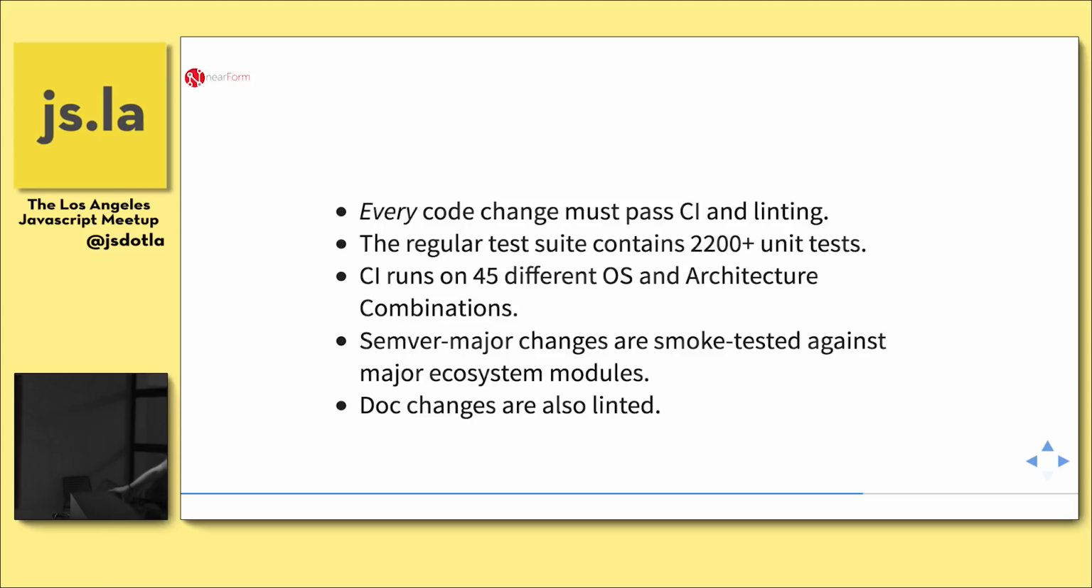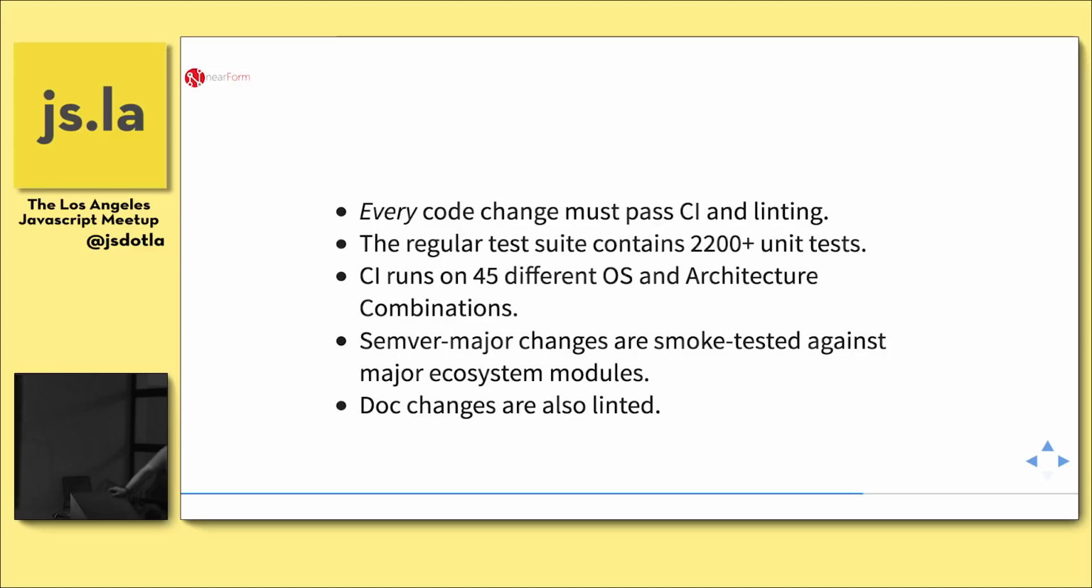Even doc changes are linted. They have to run through the CI. We use Markdown. We lint the Markdown. We lint the code that's in the Markdown. We actually run tests on the code in the Markdown to make sure it actually runs. So all of that has to be done. And then all of this is basically what we do on a daily basis. Every day we go through this list.